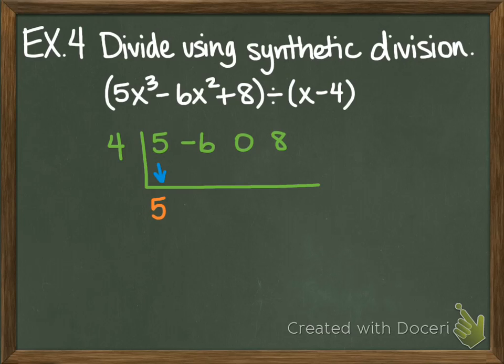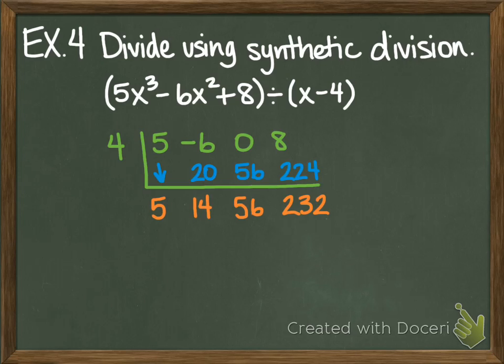5 goes straight down. Multiply 5 times 4, that's 20. Negative 6 plus 20 is 14. 14 times 4 is 56. 0 plus 56 is 56. 56 times 4 is 224. 224 plus 8 is 232. So you can see real fast, you could tell that, hey, this is not going to get me a 0 on the end.